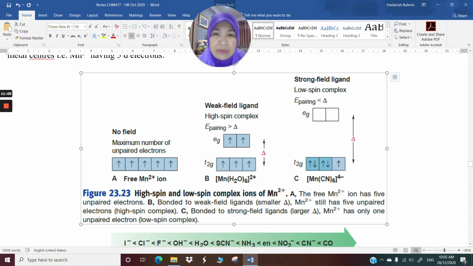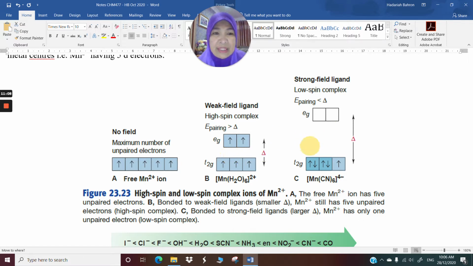Now please count the number of unpaired electrons in the low spin complex compared to the high spin complex. In the low spin complex we only see one unpaired electron, whereas in the high spin complex you have 5 unpaired electrons. Both are paramagnetic because both have at least one unpaired electron, but the paramagnetism of the high spin complex is stronger than that of the low spin complex. One unpaired electron versus 5 unpaired electrons. I'm going to show you a few different scenarios later.